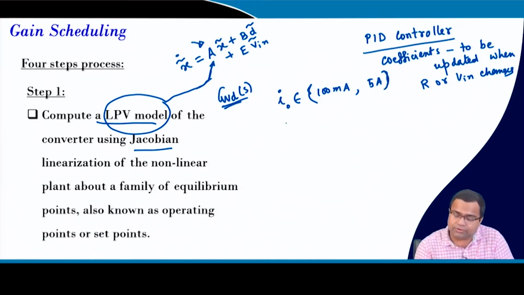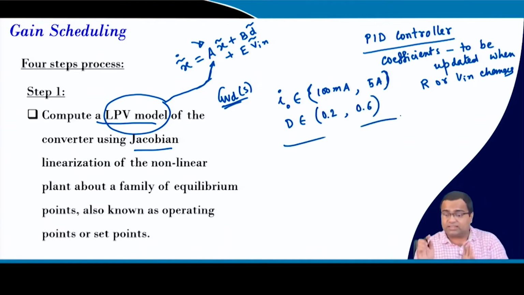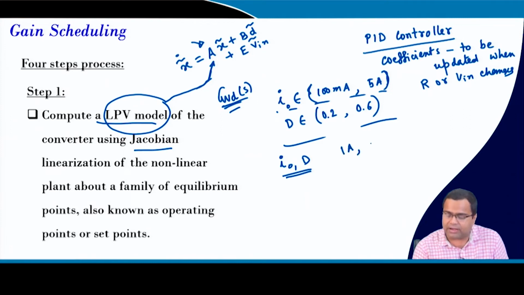Similarly, if your duty ratio varies from, let us say, 0.2 to 0.6, then within this load range and duty ratio we need to compute this GVD for a certain range, because we need to take some combination of D0. For example, I can take load current to be 1 ampere and duty ratio to be 0.3, like that. So, we can take this combination, and we have to design the controller.